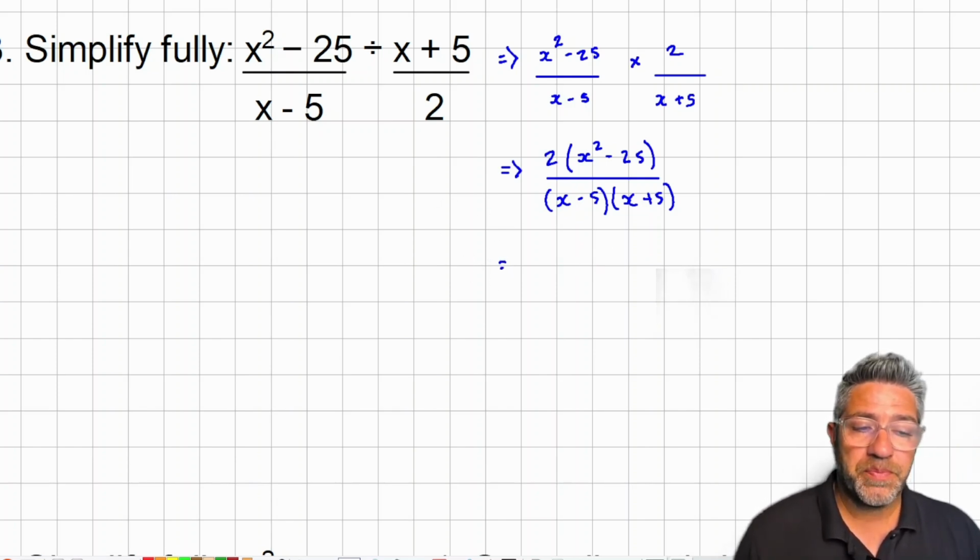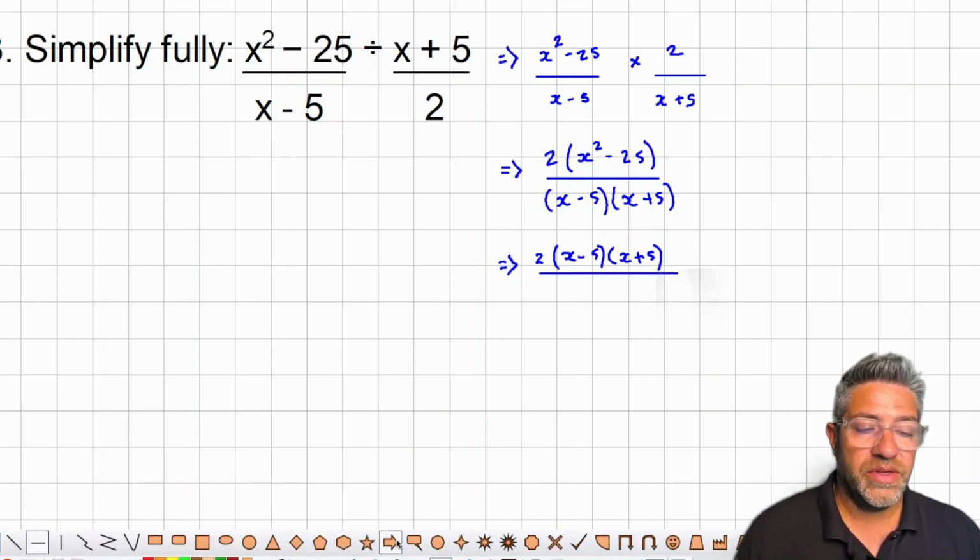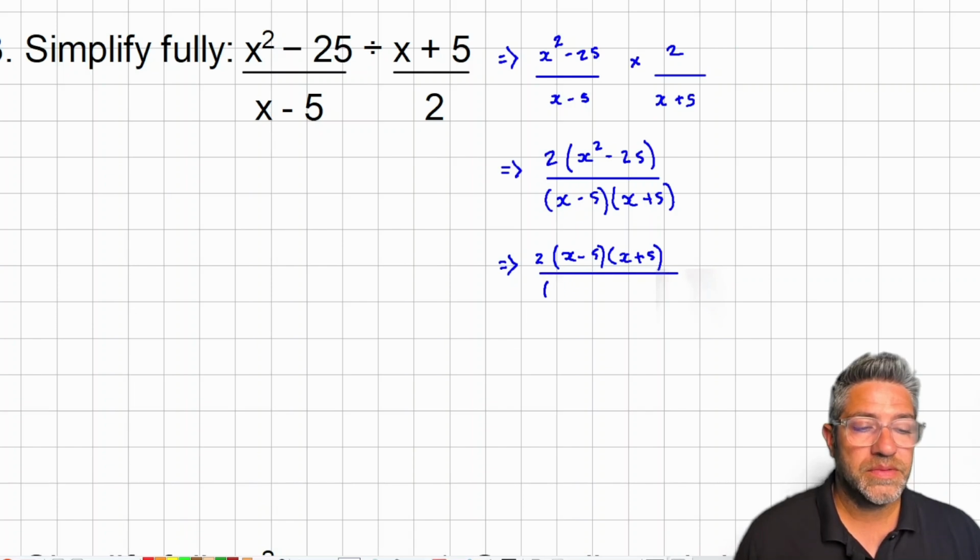Once again, in order to simplify an algebraic fraction, I'm using that topic of factorisation. And I have the difference of squares once more. So my numerator can be rewritten as 2 open brackets x minus 5 close brackets open brackets x plus 5 close brackets all over x minus 5 and x plus 5, both terms in brackets, of course.